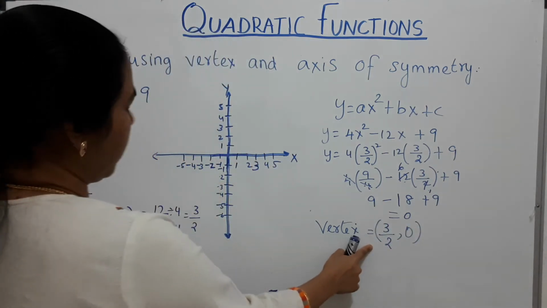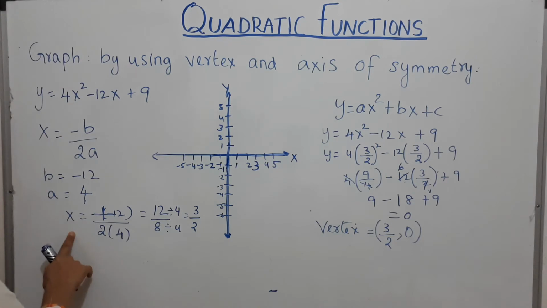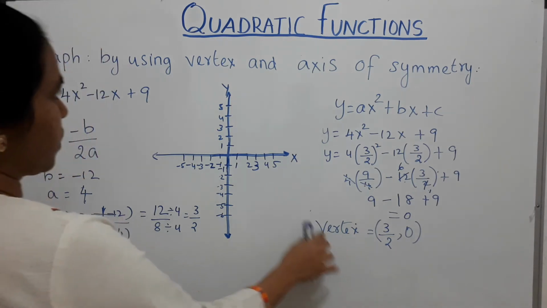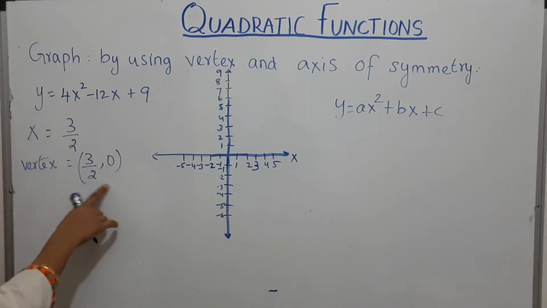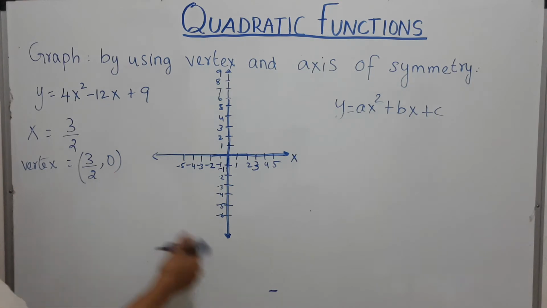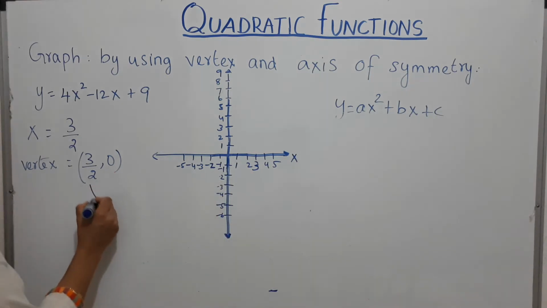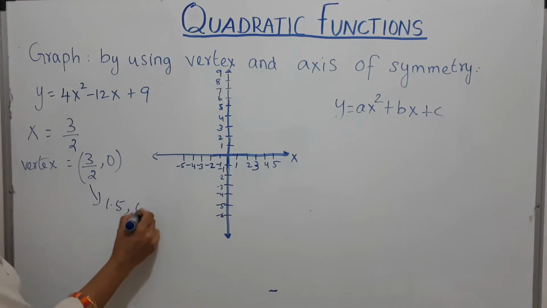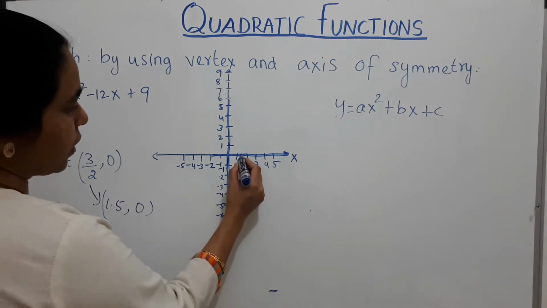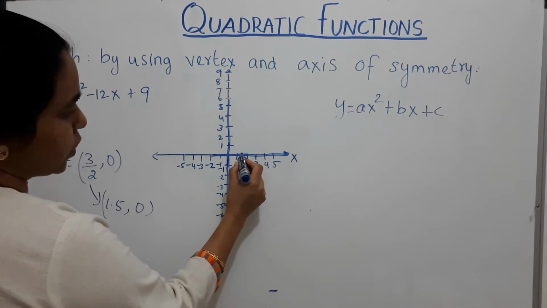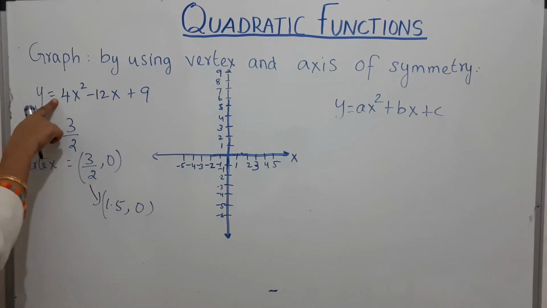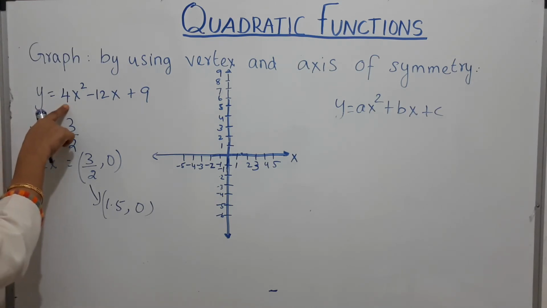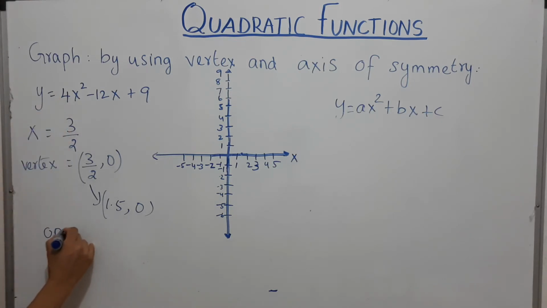Okay. So now you got the x value, axis of symmetry, and from the x value you found the vertex also. Now we have only one point, which is 3 over 2 and 0. 3 over 2 is actually 1.5 and 0. Okay. So you can plot this here, 1.5 and 0. So this is the vertex. And also you can see now the coefficient of x square, whether it is positive or negative. It's positive. So the parabola opens upward.